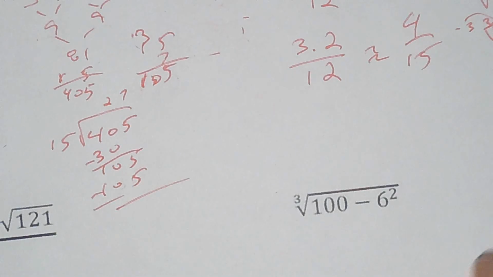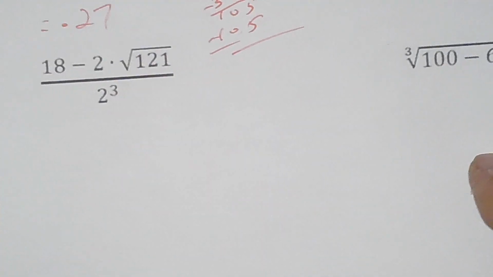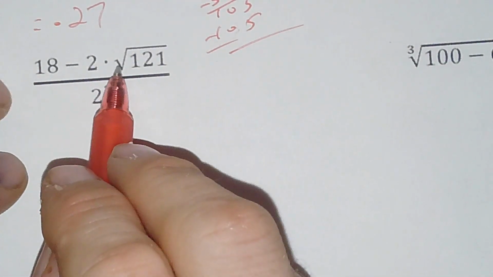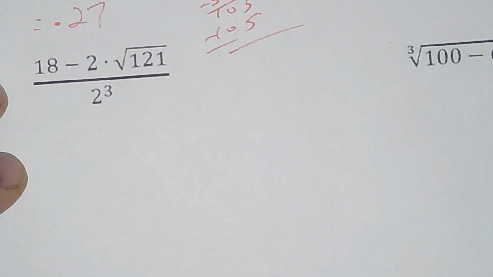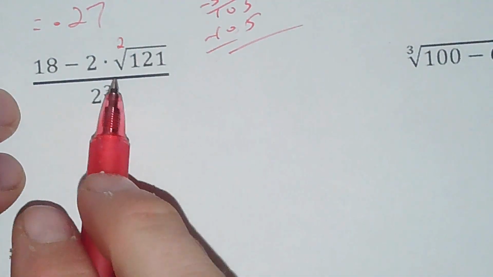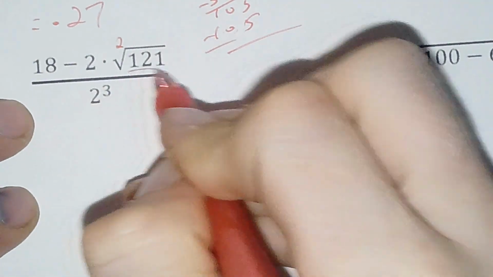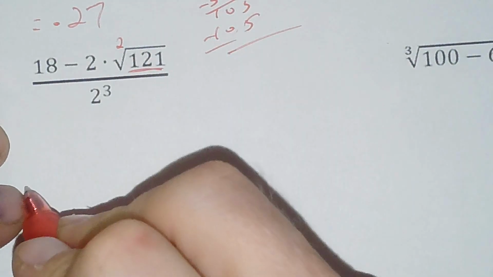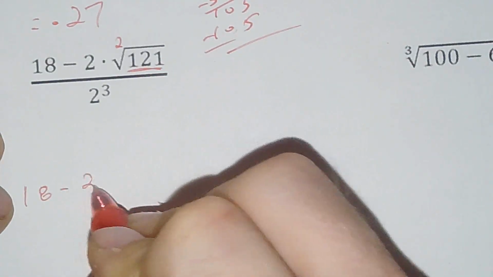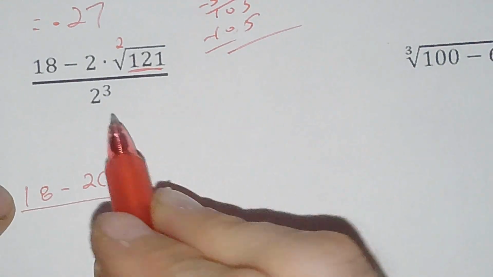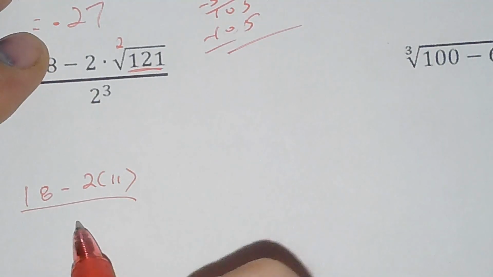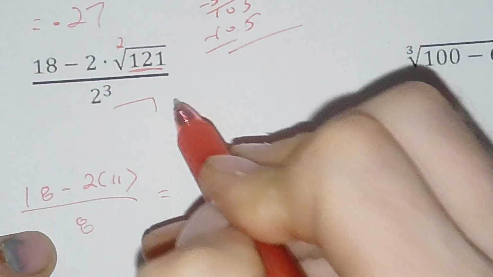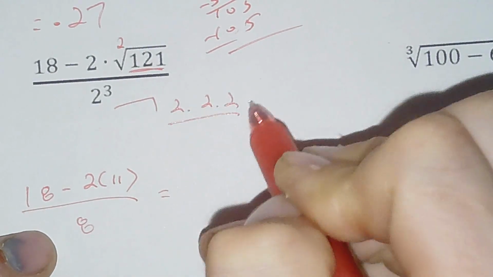So anyway, all right, here we go, going on to this one. All right, so here we have 18 minus 2 times the radical of 121, square root of 121. It's a square root because it's invisible. Okay, well, if you memorize the tables, you know the square root of 121 is 11. Okay, so we go 18 minus 2 times 11 divided by 2 to the third. 2 cubed, if you memorize the tables, is 8. Or you can just be like, okay, this is 2 times 2 times 2, which is 8.